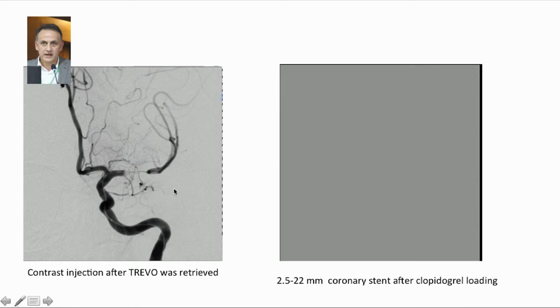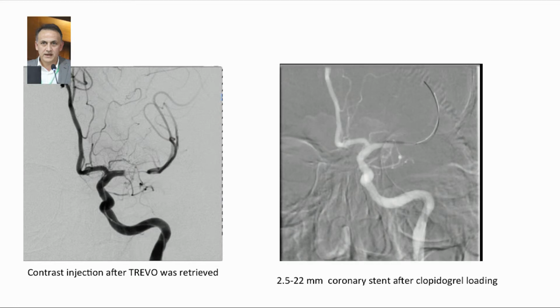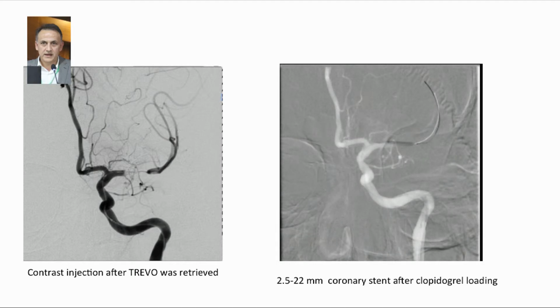Then we did contrast injection after Trevo was retrieved, and we feel that there is a stenosis here. In this patient, after 3 passes, we implanted a coronary stent, 2.5 by 12 millimeter. And you see, this is the stent. Of course, we have to inflate it very gently. We use maximum 6 to 8 atmospheres. And I think 2.5 millimeter is okay at this level.